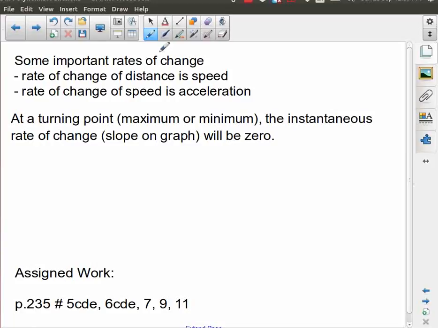A couple of other important rates of change just to mention, and I think I've mentioned these before both in videos and in class. The rate of change of distance is speed. That's a pretty common one. And the rate of change of speed is acceleration. Those of you who've done physics will be familiar with this. And just a reminder, at any turning point, which is a minimum or a maximum, the instantaneous rate of change will be 0. Or if you're estimating it, it's going to be a number that's really close to 0. And that's it. Pretty short lesson. Really, the focus of today's lesson was just to look at that idea of a 1% threshold or any kind of arbitrary threshold.